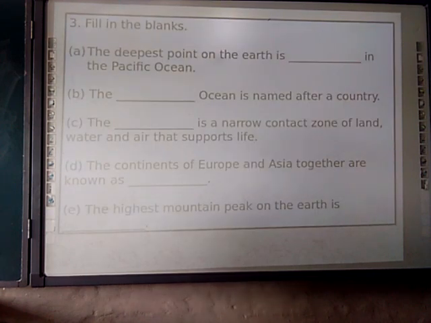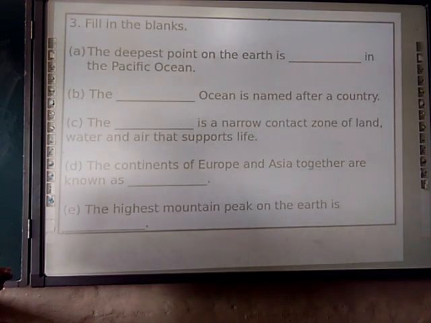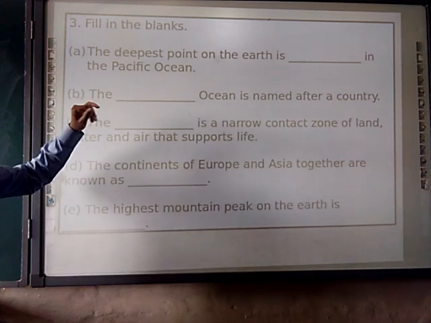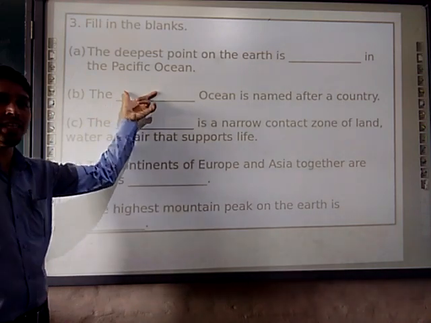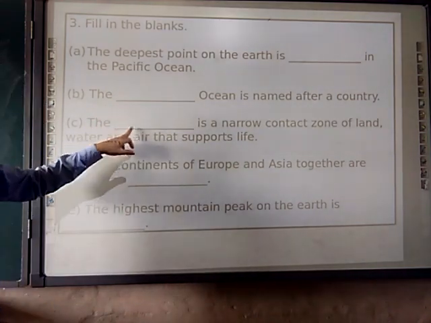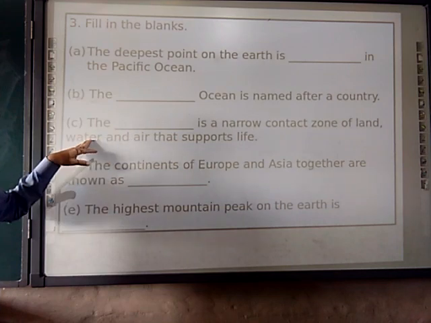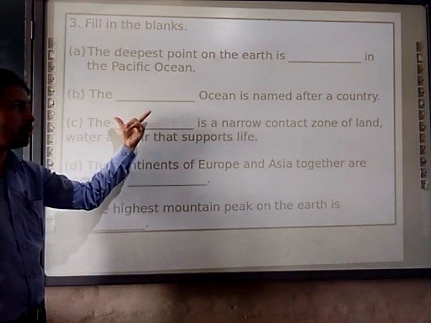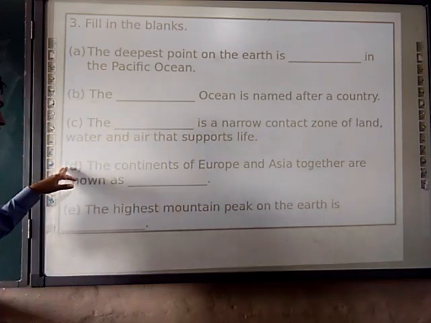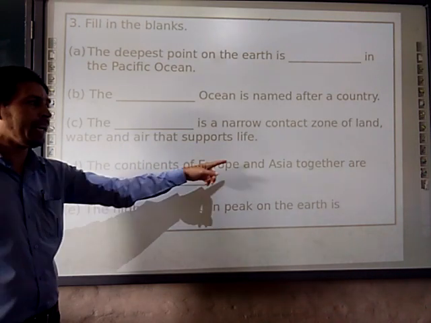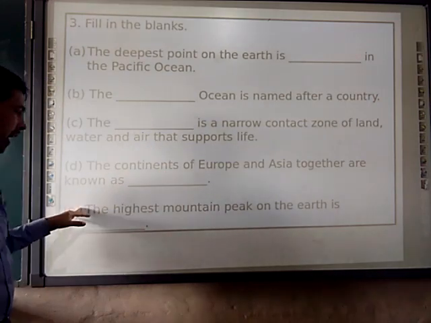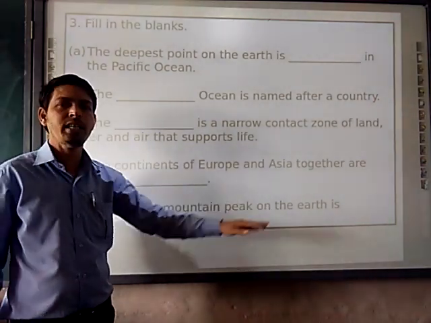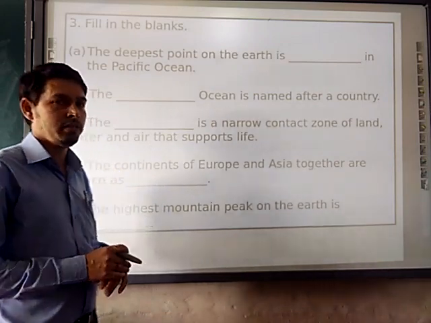Moving towards fill in the blanks. The deepest point of the earth is dash in the Pacific Ocean. So Mariana Trench is there. The dash ocean is named after a country. So the answer is Indian Ocean. The dash is the narrow contact zone of land, water and air that supports life. So the answer is biosphere. Next, the continent of Europe and Asia put together, the word is Eurasia. And the highest mountain peak on the earth is Mount Everest.